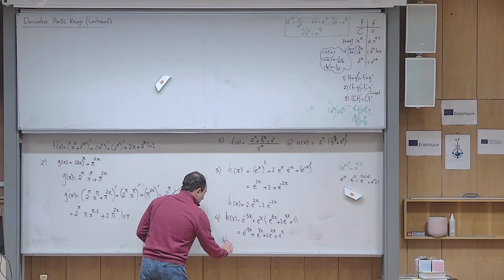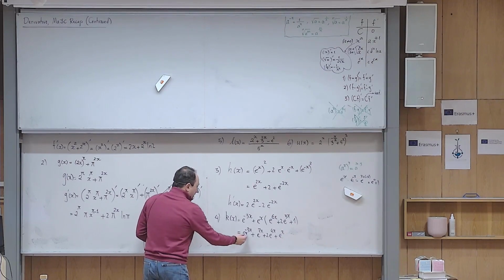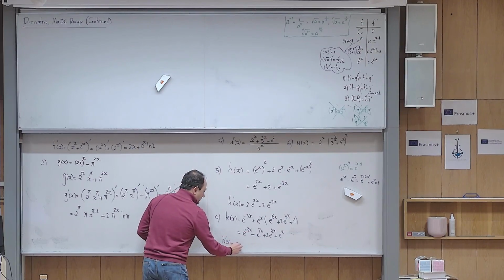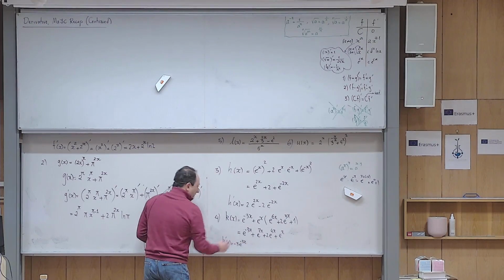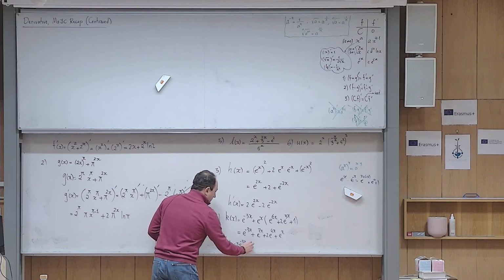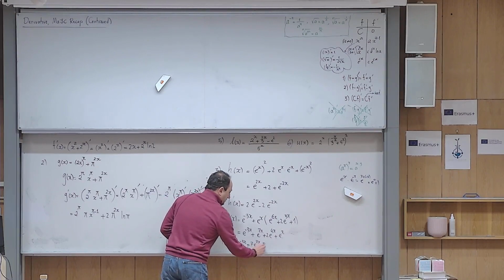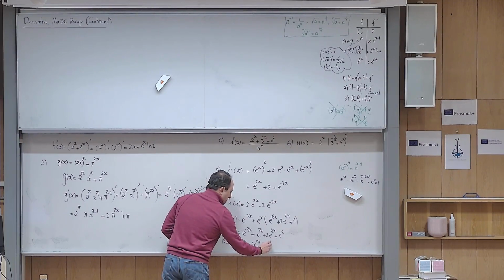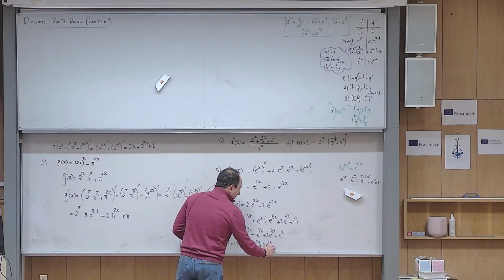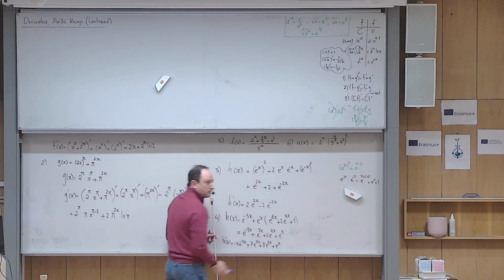So k prime of x is equal to, here minus 3 goes down, e to the power of function repeats itself. Here 7 goes down, the function repeats itself. Here 4 goes down, but there is also a 2 there, so they will be multiplied, it becomes 8, and the function repeats itself. And here e to the power x, the derivative is e to the power x itself.